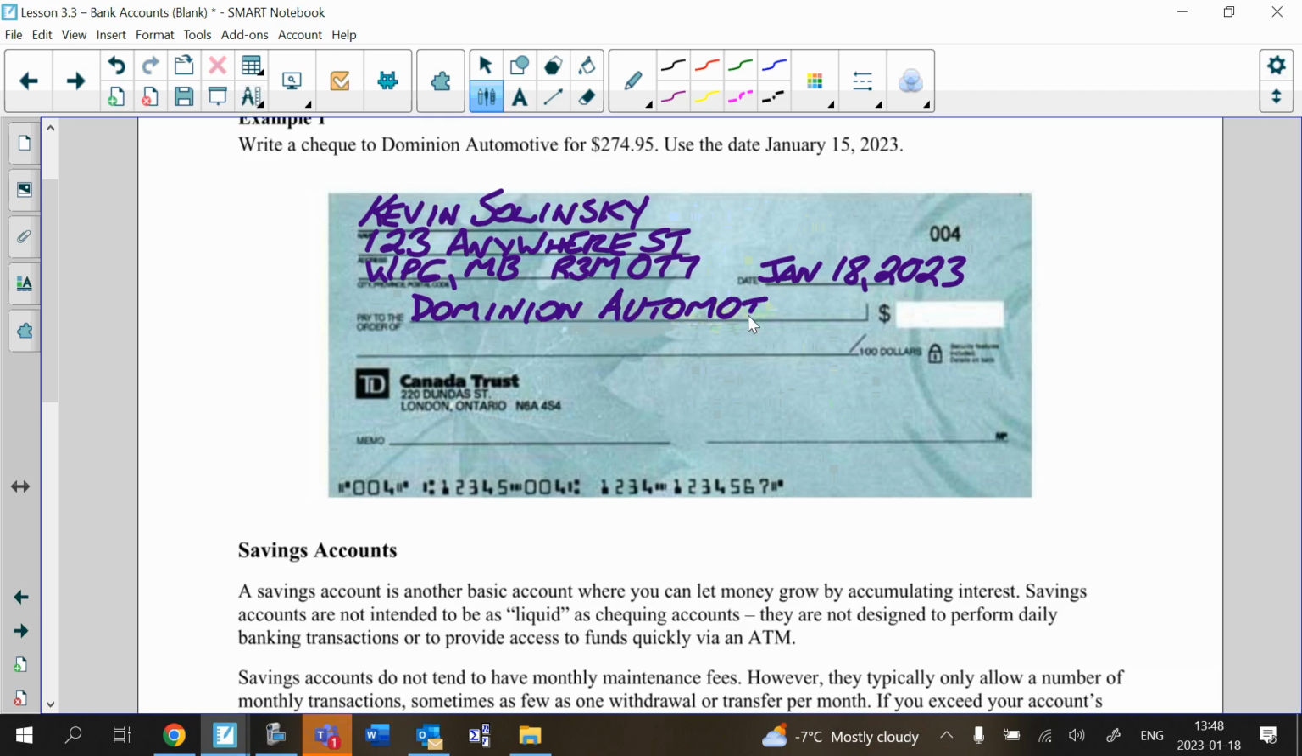Then we would write 274. You don't have to write dollars because it's dollars at the end. Again, the memo, if it's for repairs or something, you could write that in, and then you sign it.